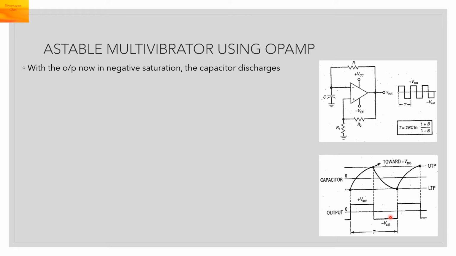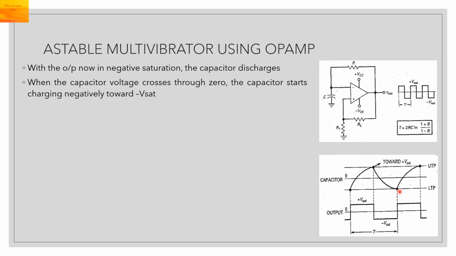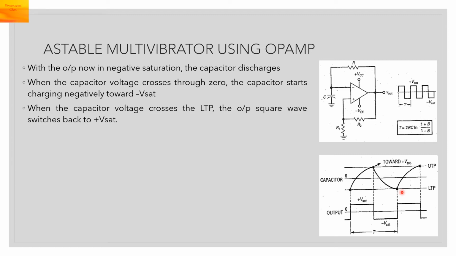With the output now in the negative saturation, the capacitor will discharge. The capacitor voltage will cross through 0. It will go towards minus Vsat. But as soon as it crosses the LTP, the output, which was now minus Vsat, will switch to plus Vsat. The cycle then repeats.